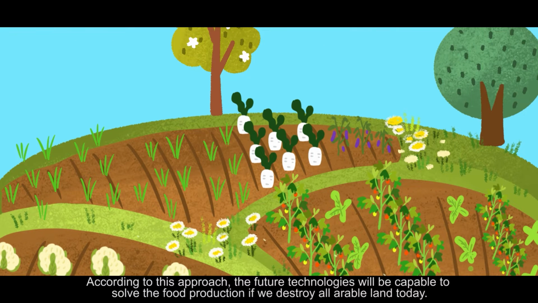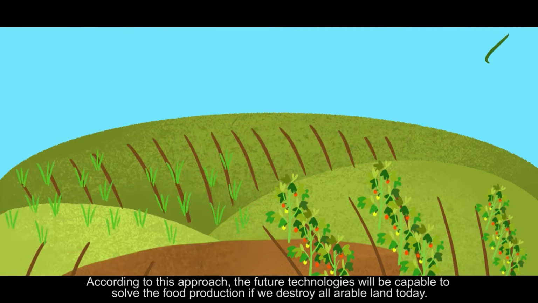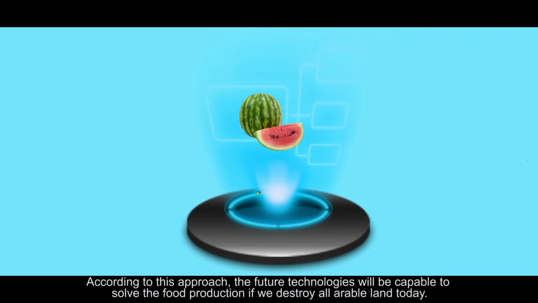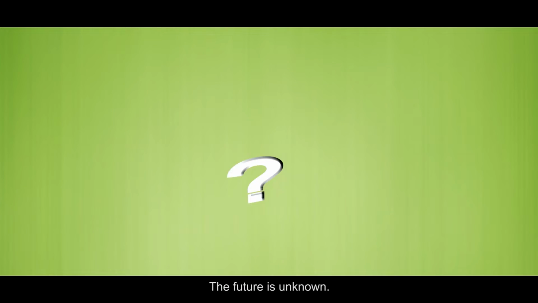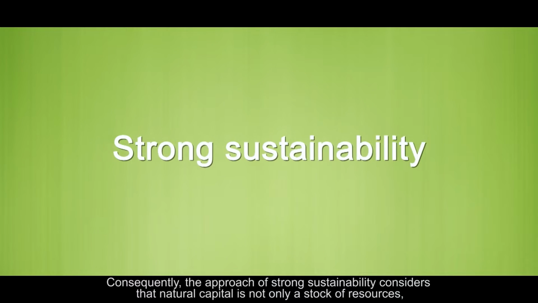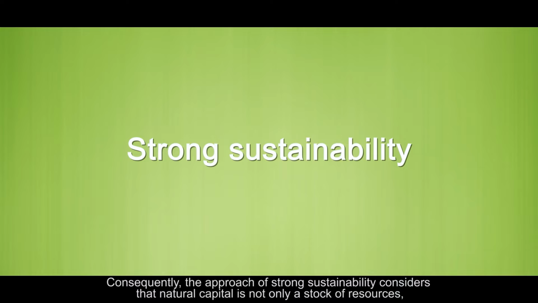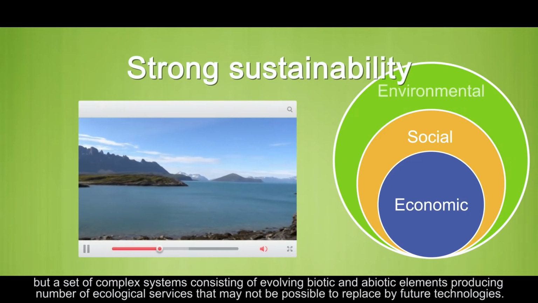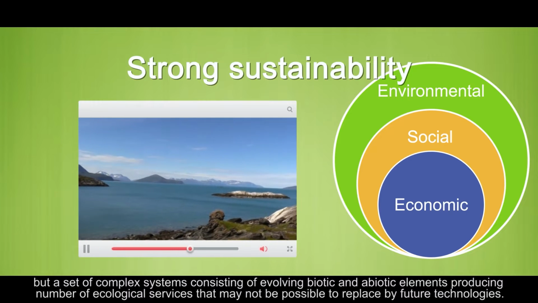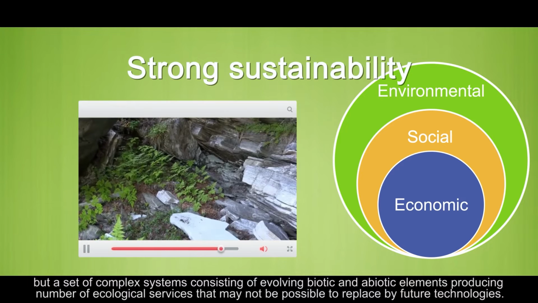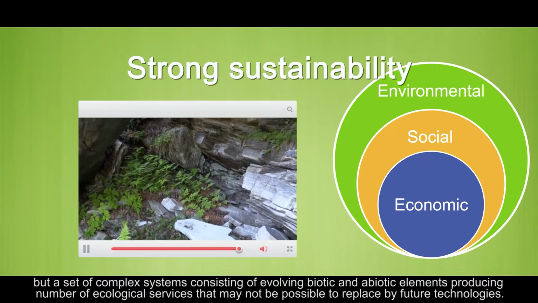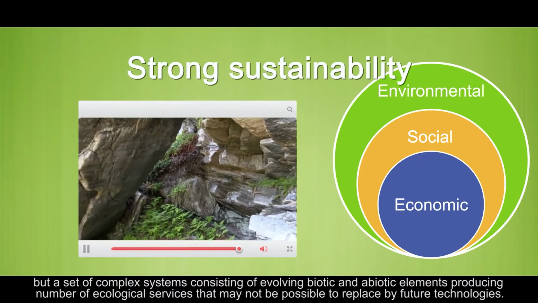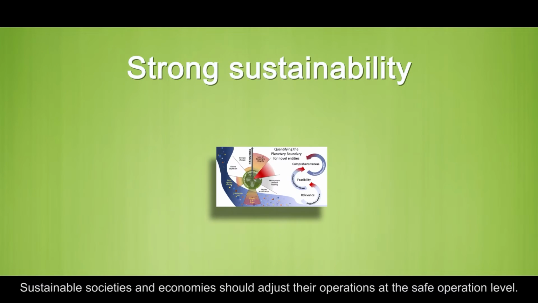According to this approach, the future technologies will be capable to solve the food production if we destroy all arable land today. The future is unknown. Consequently, the approach of strong sustainability considers that natural capital is not only a stock of resources, but a set of complex systems consisting of evolving biotic and abiotic elements producing number of ecological services that may not be possible to replace by future technologies. Sustainable societies and economies should adjust their operations at the safe operation level.